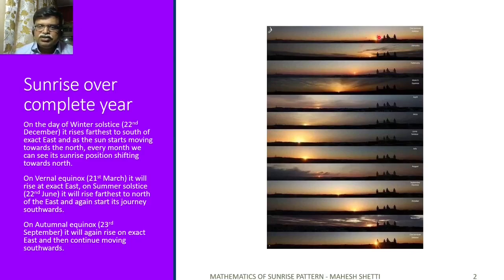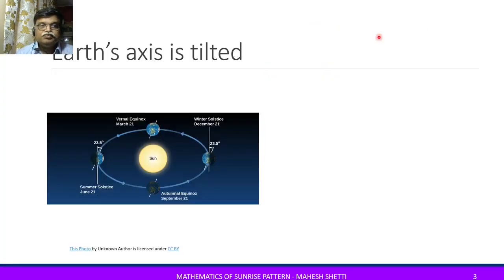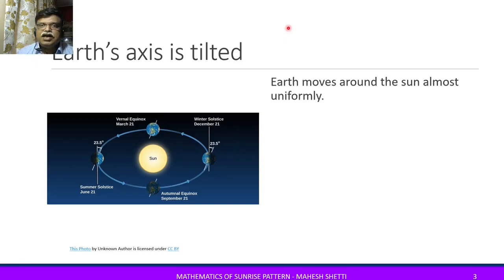How does this pattern look, and what is the mathematical expression behind this? That is what we are going to see here. Now we know why this happens. The Earth's axis is tilted, and this tilt is relatively fixed. So Earth moves around the sun almost uniformly. That means this motion around the sun is almost uniform. In reality it is slightly elliptical motion, but the eccentricity is very small, and therefore in the first approximation we can nicely assume that it is almost a circular motion.